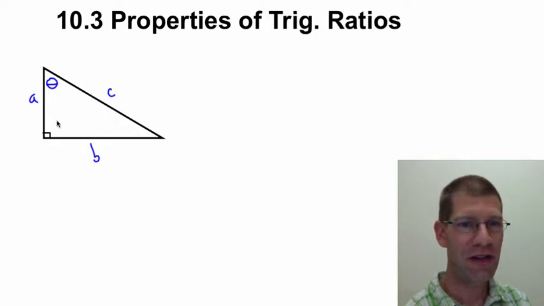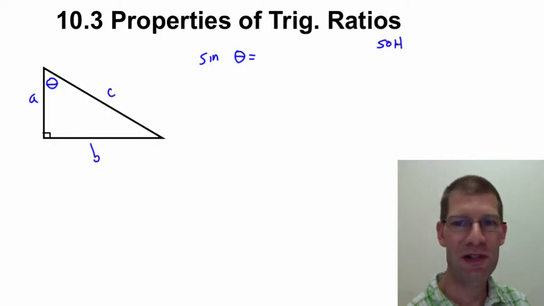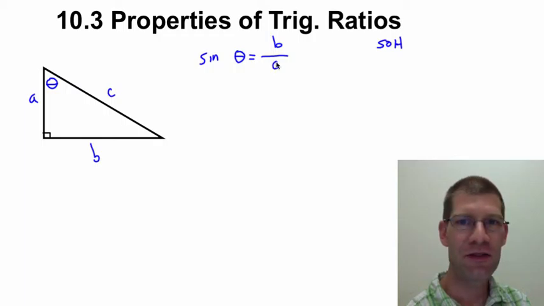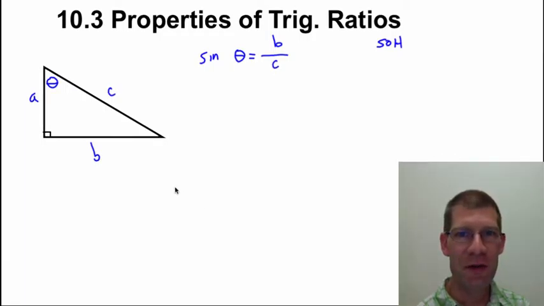So if we start out with a triangle that looks like that, I just want to say, well, what would sine of theta be? So if you think back to before, we talked about SOHCAHTOA, and so the S represents the sine. So sine of theta equals O over H, so the opposite leg over the hypotenuse. So our legs are A and B, the opposite leg then is going to be B, divided by the hypotenuse, which is letter C.